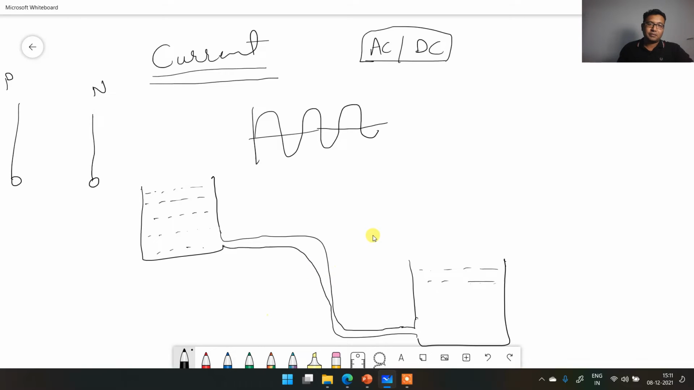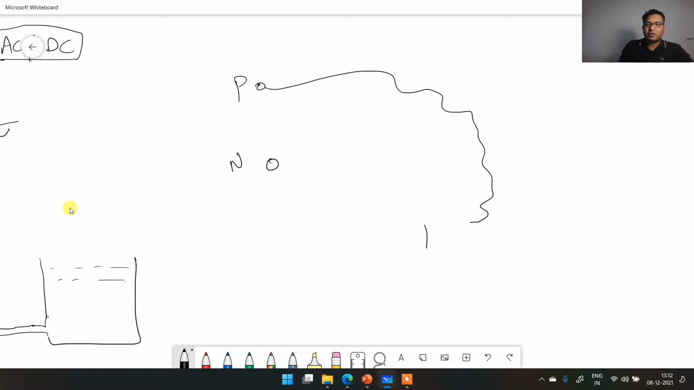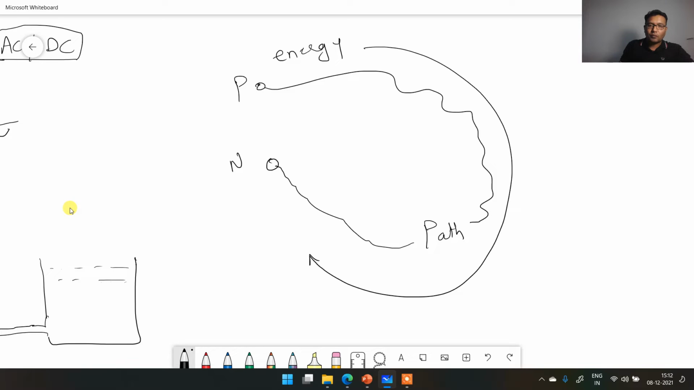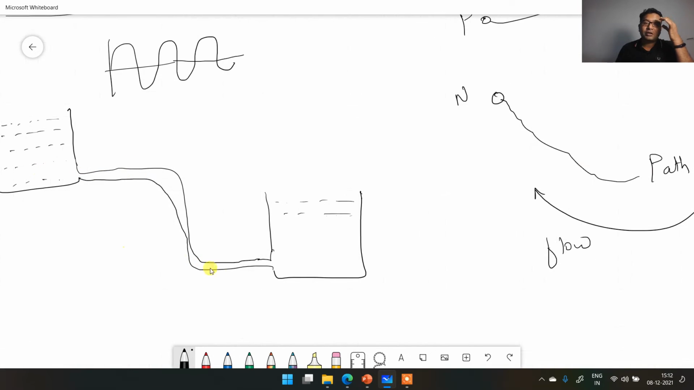First concept. So this first concept is important to understand, that when there is a phase which is having a higher potential than a neutral, then whenever you give some electric path through it, the energy is supposed to flow through this path. Now the next question is, if I have to move the water, what do I have to use?